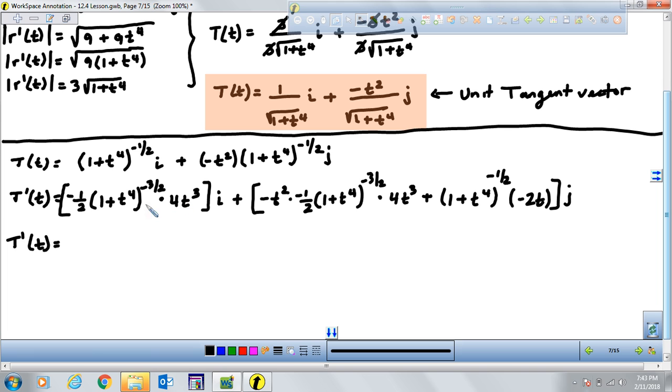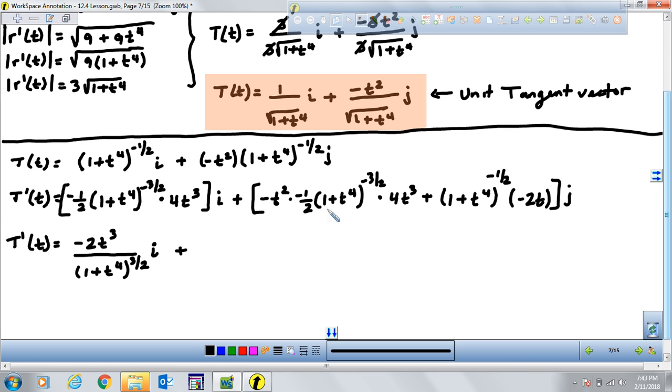So right here, 4t cubed times negative 1/2 is the same as negative 2t cubed. And that is a negative exponent. What I'm going to do now, I'm going to bring it back to the bottom. That's the same as 1 plus t to the 4th raised to the positive 3/2 on the denominator. Just multiply these two. And that is my i component. And plus. Now let's look at the j component.